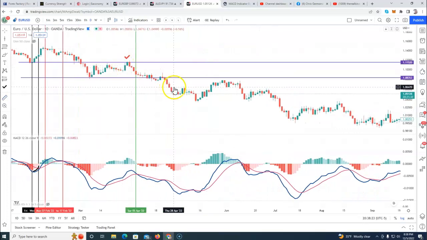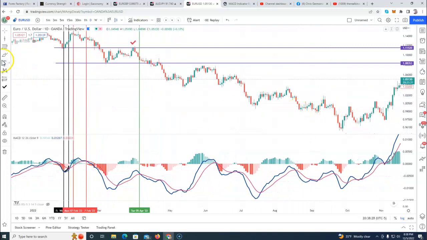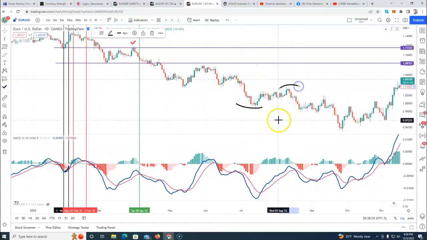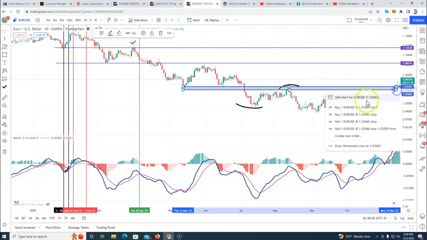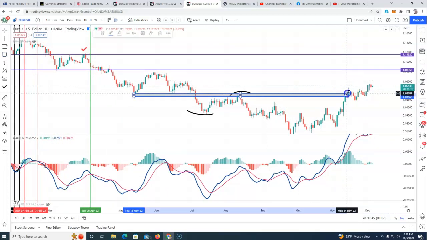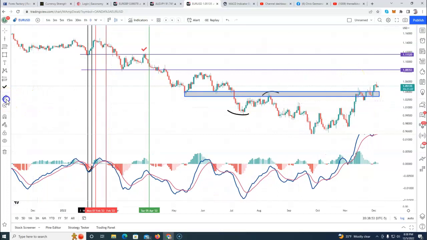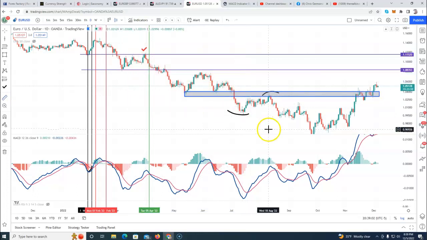So that's a 3-to-1. Now, you can continue to trail your stop loss as price creates lower lows and lower highs. We will identify this area, and if price comes back to this area in the future and breaks it, it'll take us out of the trade because this is where our stop loss is. So you got stopped out 850 pips in profit.